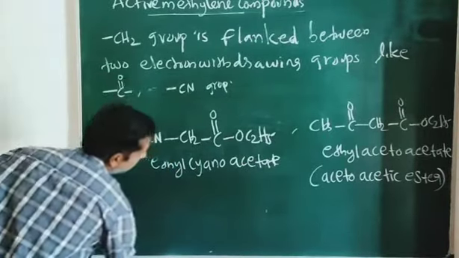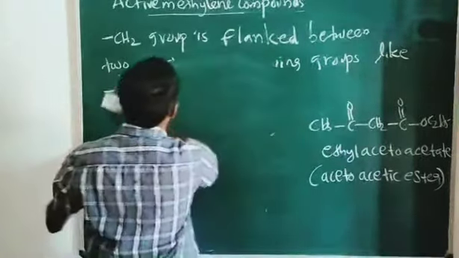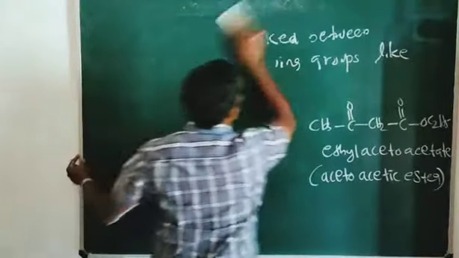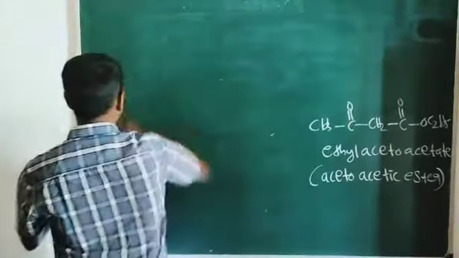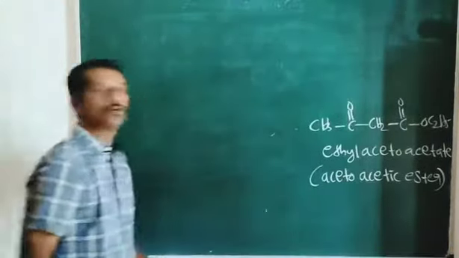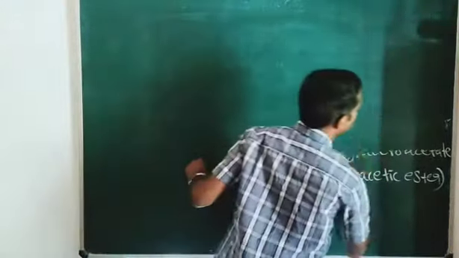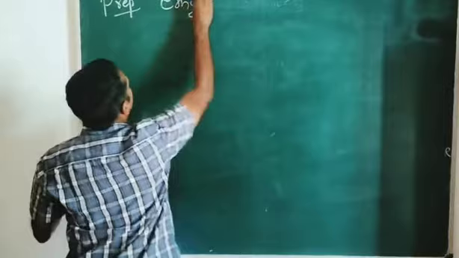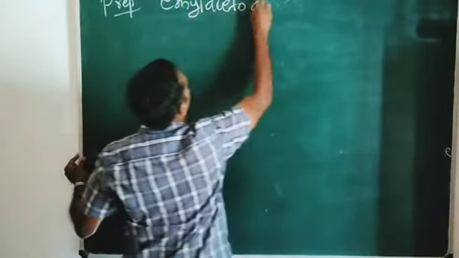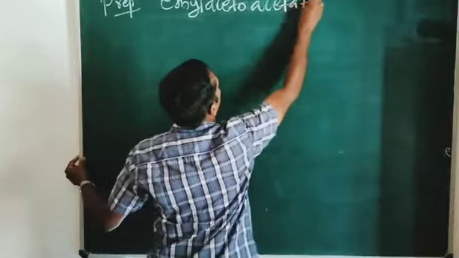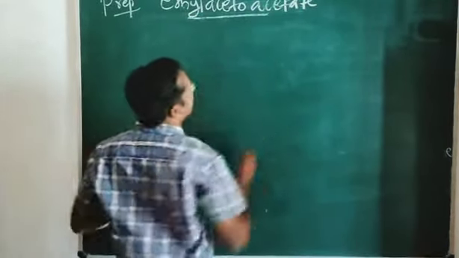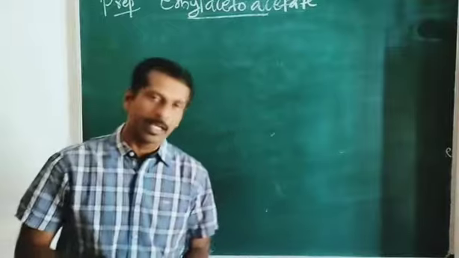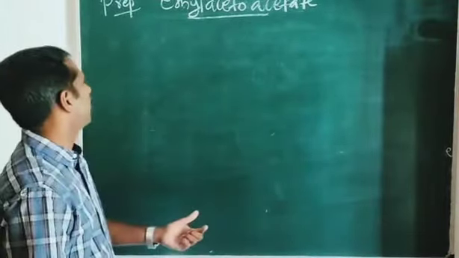Now, preparation of active methylene compounds. We discuss the preparation of the active methylene compound ethyl acetoacetate, or acetoacetic ester. This is the preparation of ethyl acetoacetate.